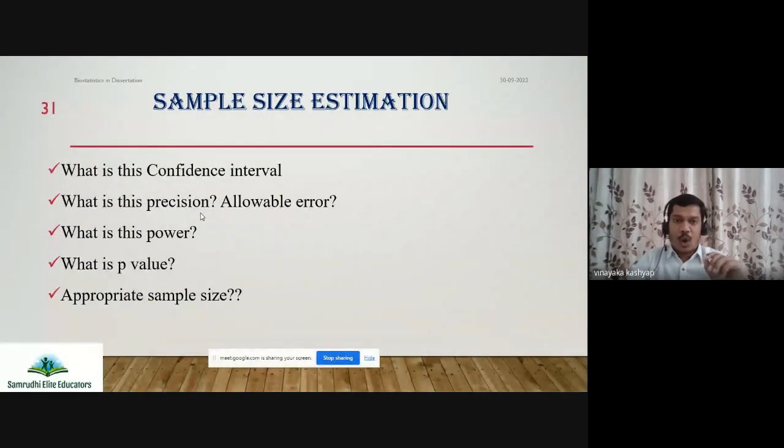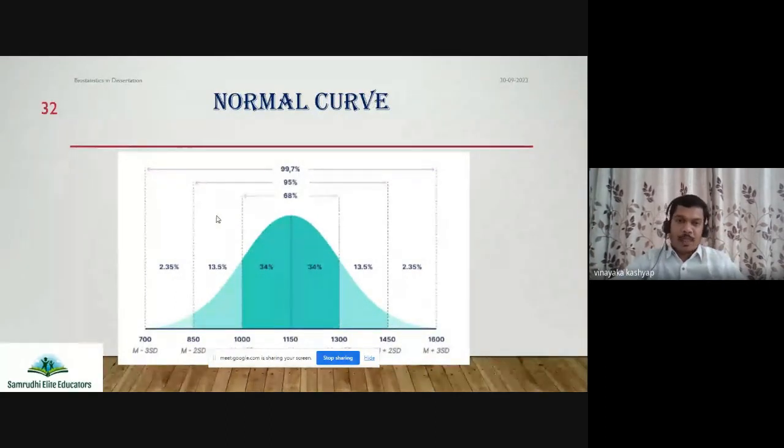Now we can explain all these things with the normal curve. So what is this normal curve? We all know the measures of central tendency and measures of dispersion. That is the most basic parameter we speak of in statistics, right? So what are the measures of central tendency? Usually mean, median, and mode.